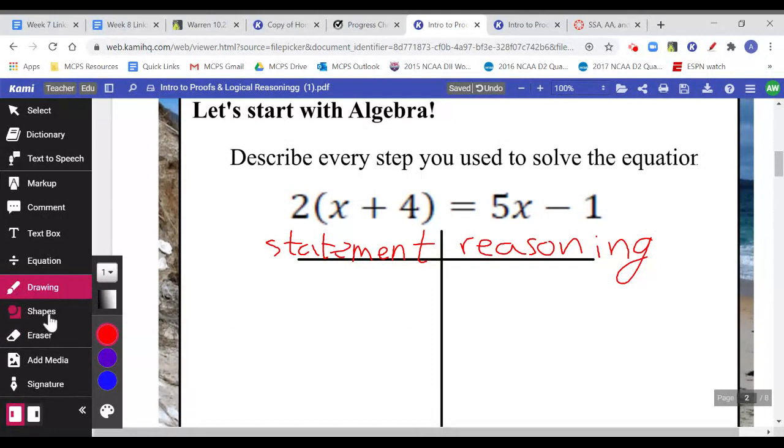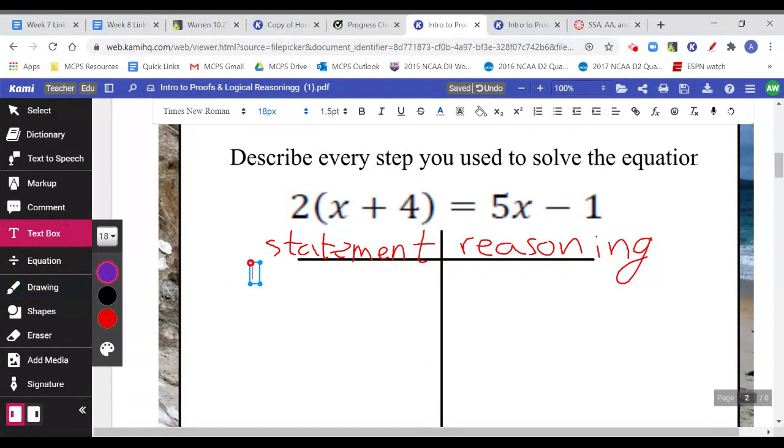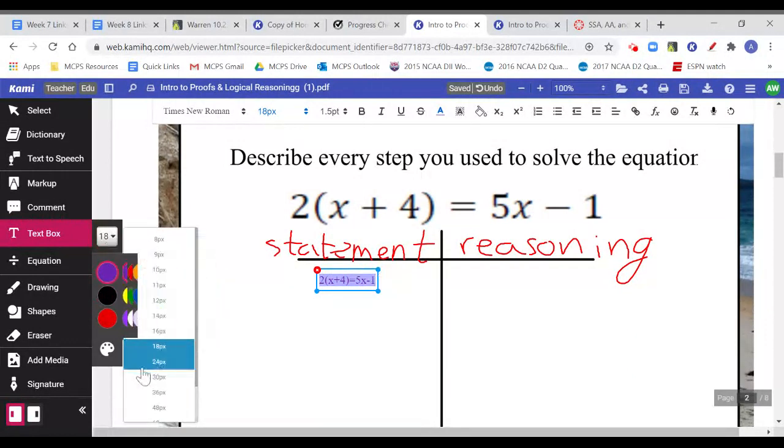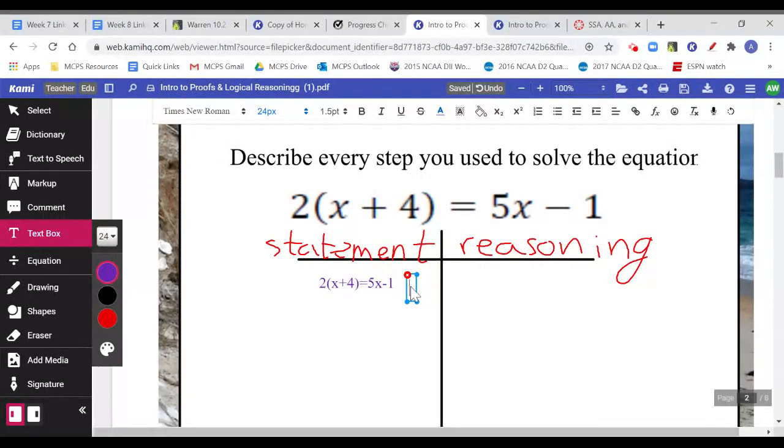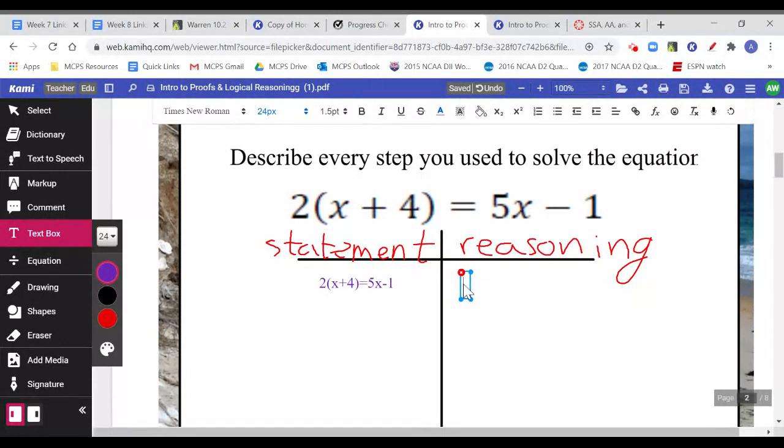Okay. So first up, I'm going to go ahead and I'm just going to rewrite the equation that I was just given. So 2 times x plus 4 is equal to 5x minus 1. This was told to me in the context of the problem, right? It said, describe every step you use to solve this equation. So I'm going to solve it, and I'm starting with this equation that's been given to me. So I'm going to say that the reason that I know this statement is true, 2(x + 4) = 5x - 1, is that it is given to me. And that is enough of an explanation.